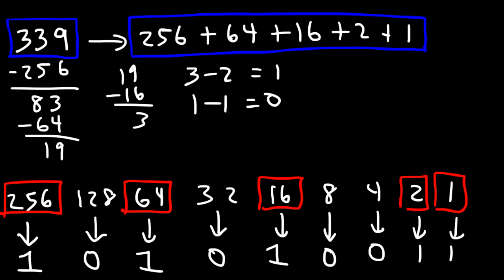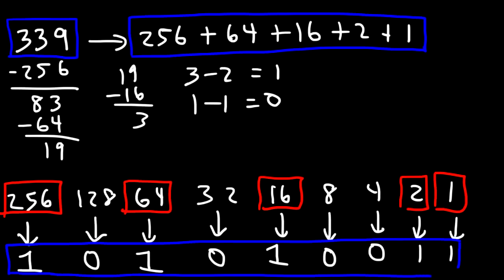So a 1 means on or yes, and a 0 means off or no. And so this is the answer. 339 is equal to 101010011.